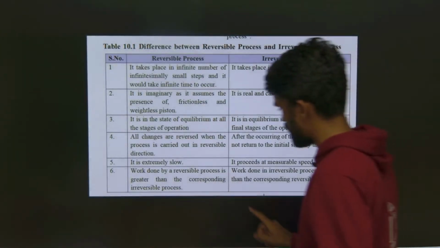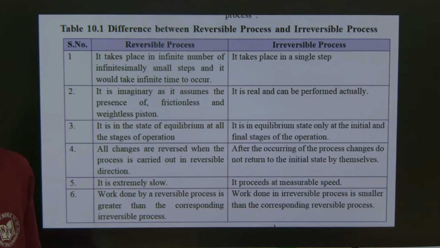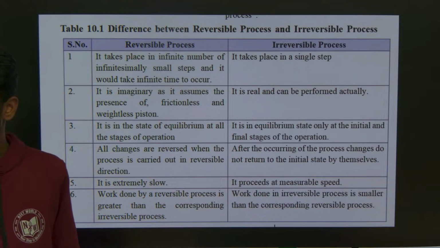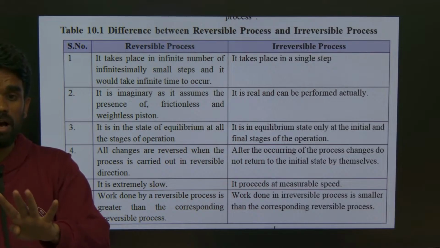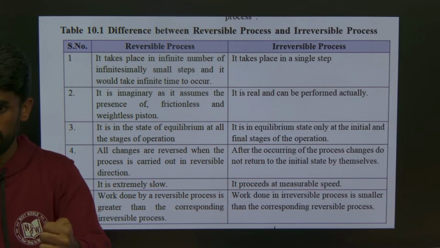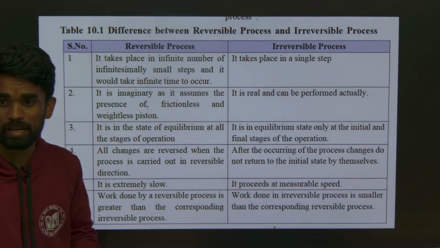Okay. After this you need to know some basic difference between, there are two types of process. Previously we discussed thermodynamic processes. What are the processes we discussed? Isothermal, isochoric, isobaric, adiabatic. These are the four processes we discussed. Now these four processes can happen in two ways. One is reversible, another one is irreversible. So what exactly do we mean by reversible here?